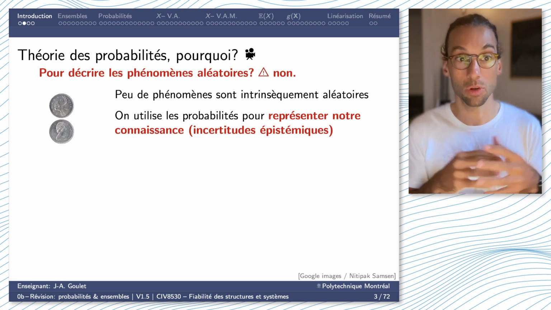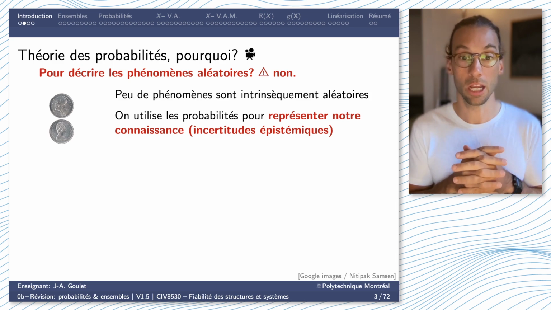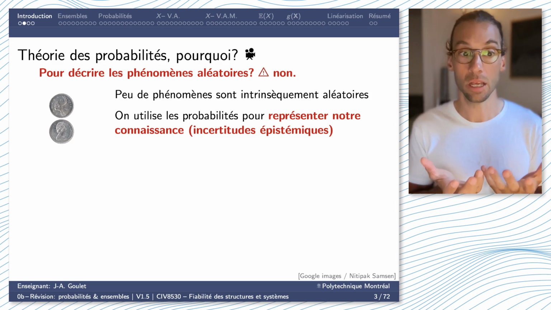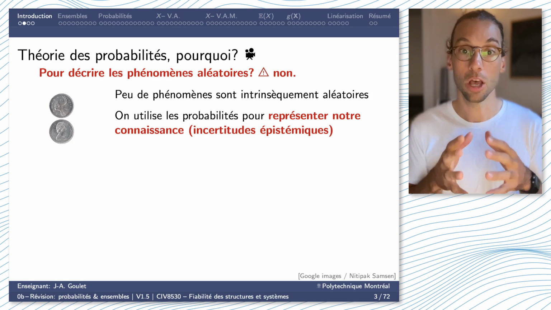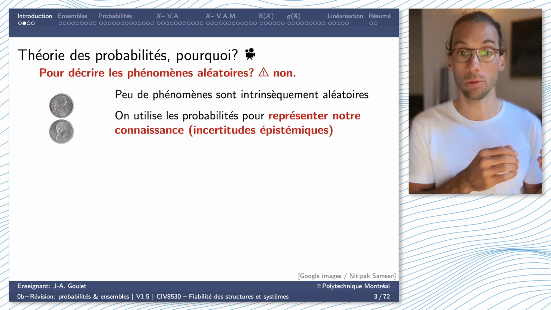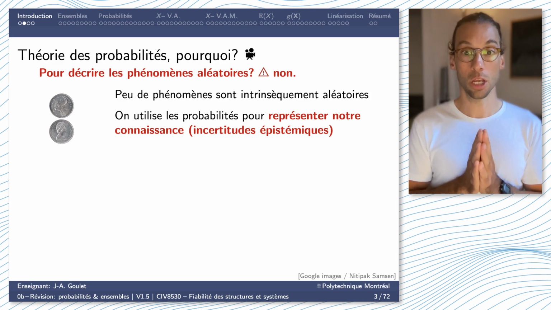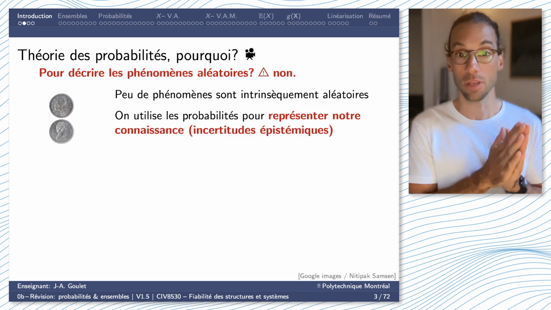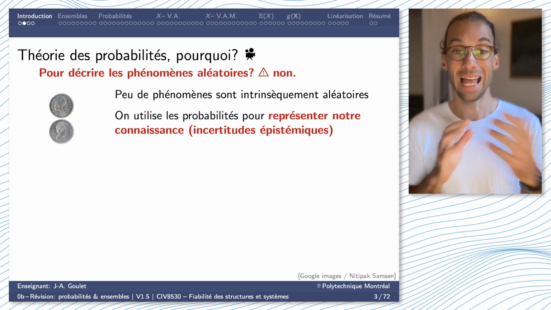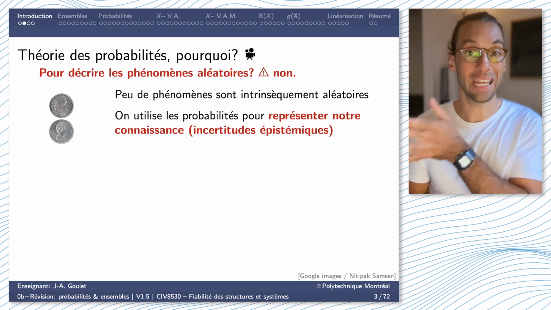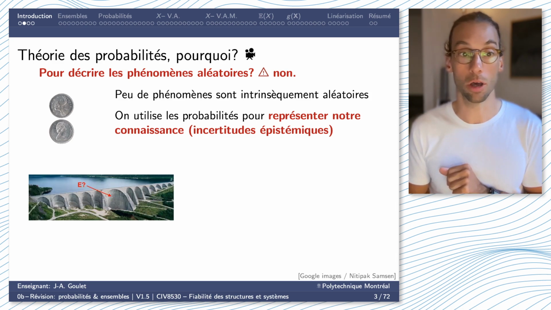So in our case, we want to use probability theory to represent not something that is unpredictable or something that varies, but more something that is imperfectly known. So we want to use what we're going to call epistemic uncertainty to represent lack of knowledge about some quantities, lack of knowledge about the properties of the material, lack of knowledge about what is going to be the exact loading applied on our structure.